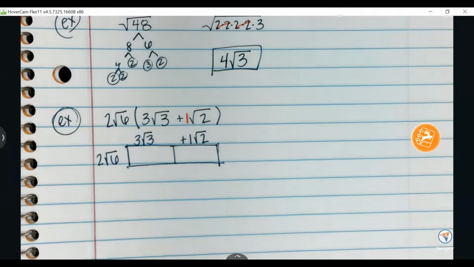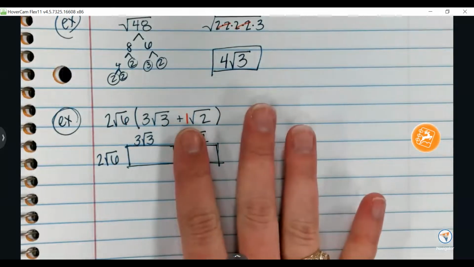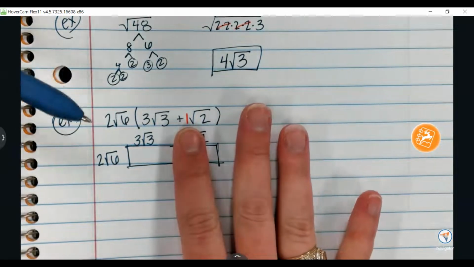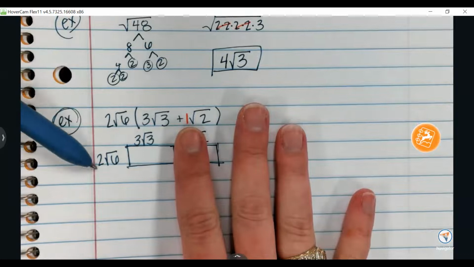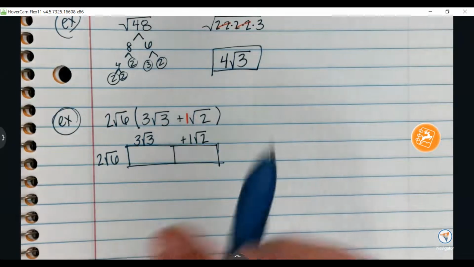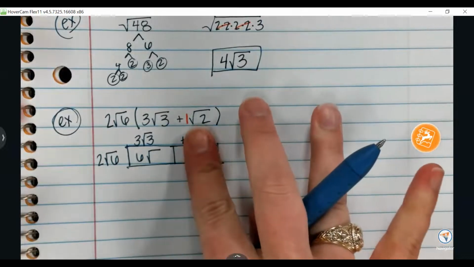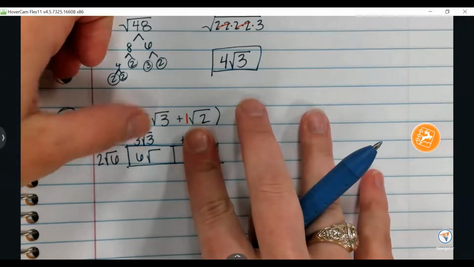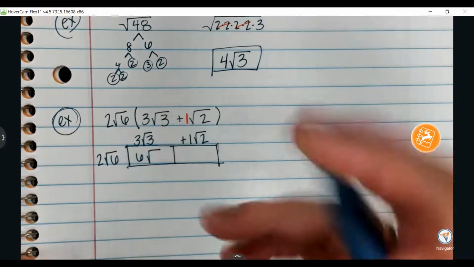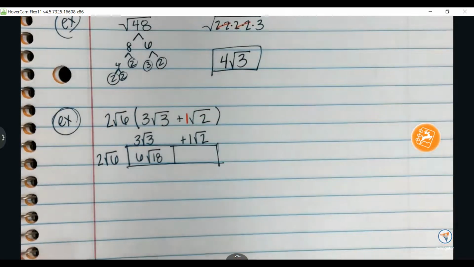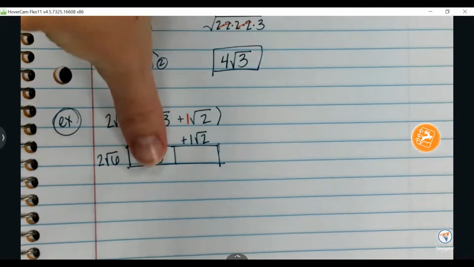Now we're going to multiply outside with outside, inside with inside. So let's just look at the first one. What numbers are outside? 2 times 3. What's 2 times 3? 6. Now let's multiply what's inside. What's inside? 6 times 3, which gives me 18. Now we have to go to the next one.